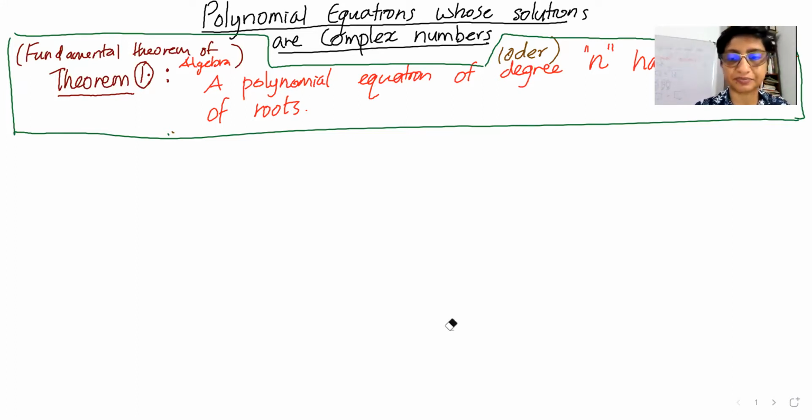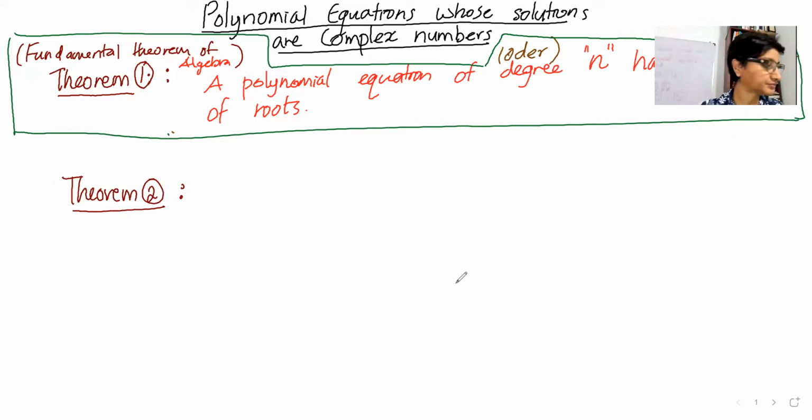Okay, here's a second theorem. Now we need both these theorems when we look at equations whose solutions will be complex numbers. Theorem 2. This will also kind of make sense to you. No, you still don't know this. Okay, this is new. Okay, let's write it.